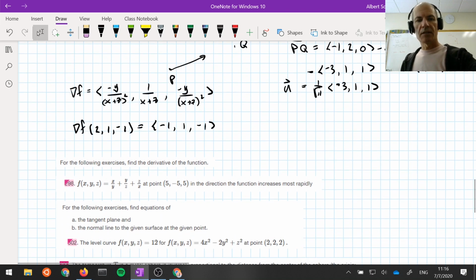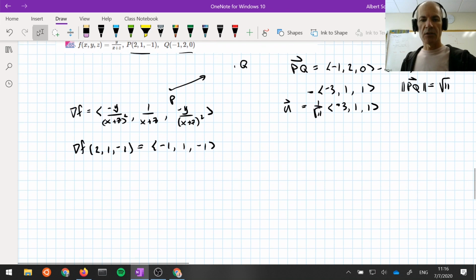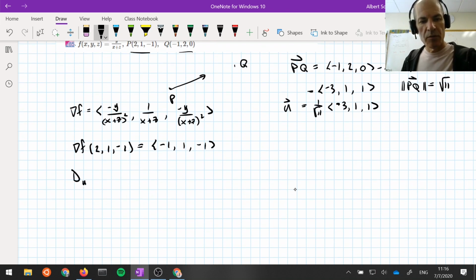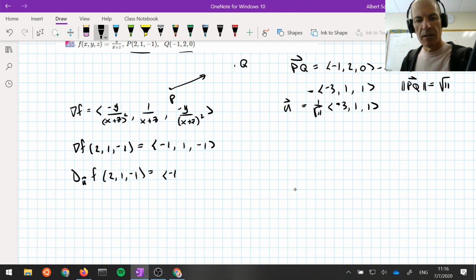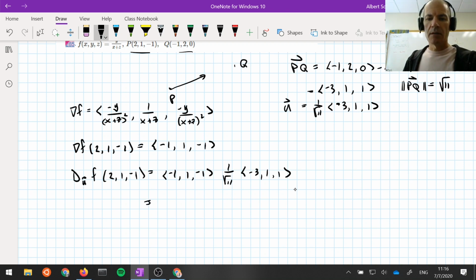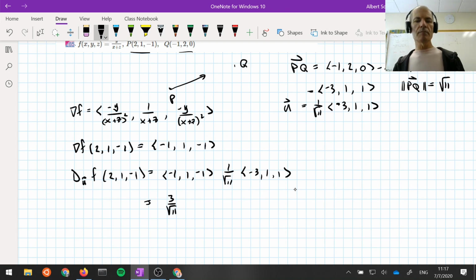So now we have the gradient vector at the point, and we have the direction in terms of the unit vector u at the point. The directional derivative in the direction u of f at the point (2, 1, -1) is the dot product of (-1, 1, -1) with the unit vector 1 over the square root of 11 times (-3, 1, 1). Computing this dot product, we do the pairwise products. We get 3 plus 1 minus 1, so we get 3 over the square root of 11. So again, very difficult to visualize, but if we were in the domain of this function at the point (2, 1, -1), and we moved in this direction u, we would expect the function values to increase in that direction.